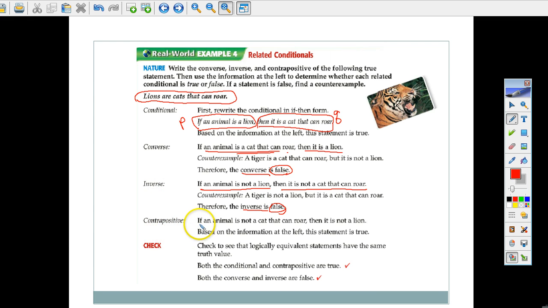Contrapositive. Okay, we're doing both now. Not Q and not P. So if an animal is not a cat that can roar, then it is not a lion. Based on the information at the left, the statement is true. So this is true. Okay. If you want to look at the previous slide, both conditional and contrapositive are true. Yes, check. Both the converse and inverse are false. Then check. Then you did it right.